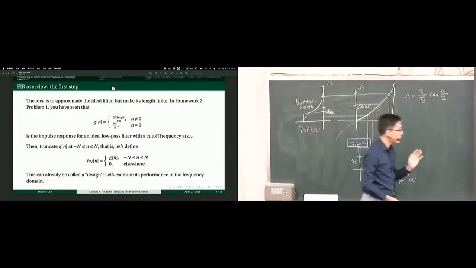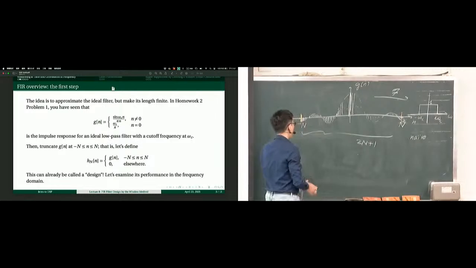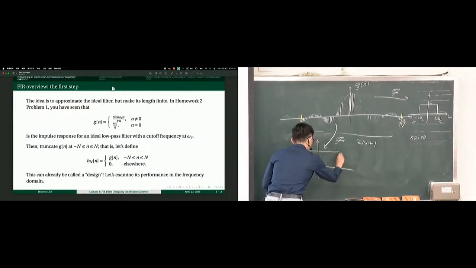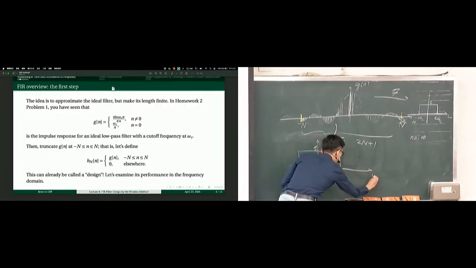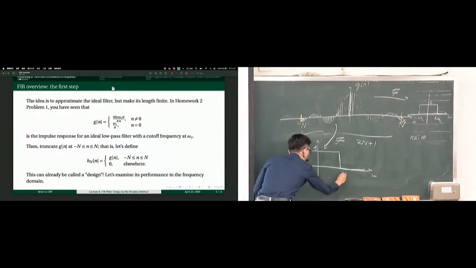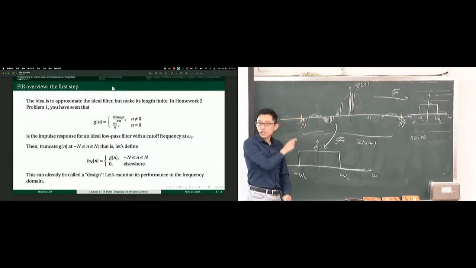So let's try to investigate the performance, maybe I can just draw here. If originally, now going from time to frequency using the Fourier transform, the ideal response is just a sharp transition, unity gain in the passband between minus cutoff frequency and plus cutoff frequency, and zero gain elsewhere. That's the ideal response. Now we need to find out what will happen in the frequency domain after truncation in time.